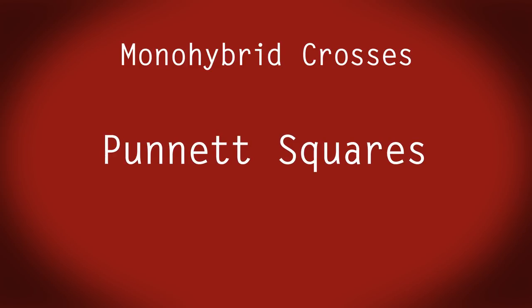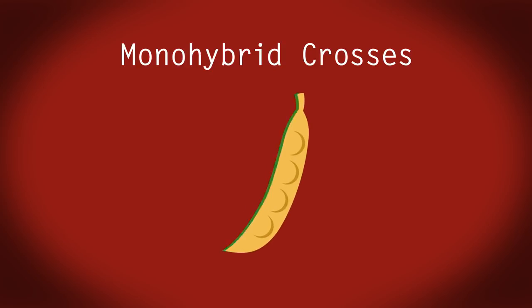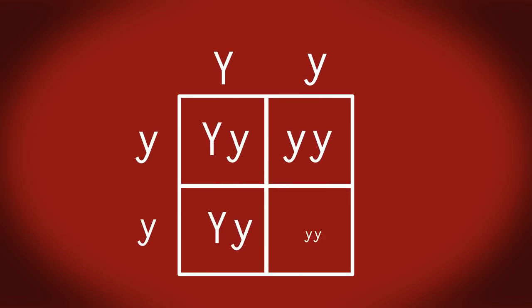A monohybrid cross is the study of the inheritance of one characteristic, such as the pea pod color. A Punnett square is a diagram that is used to predict the outcome of a particular cross. It is used by biologists to determine the probability of an offspring having a particular genotype.